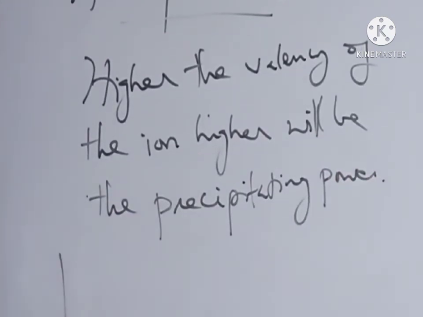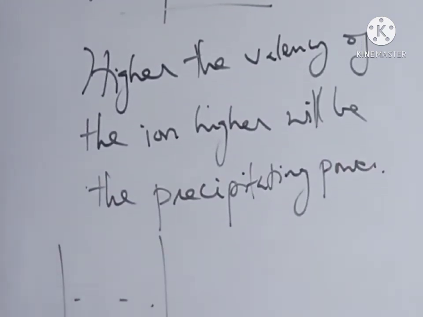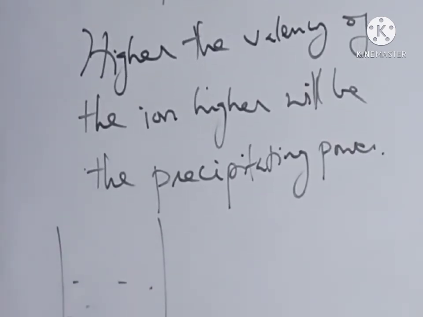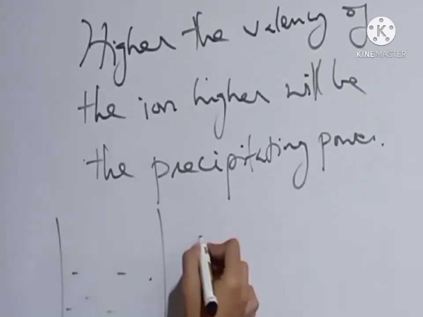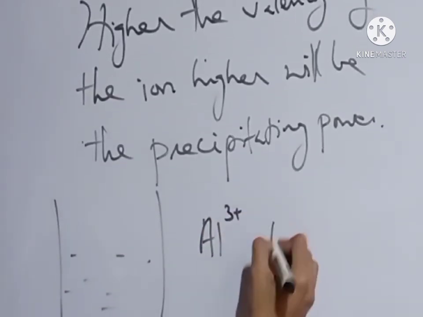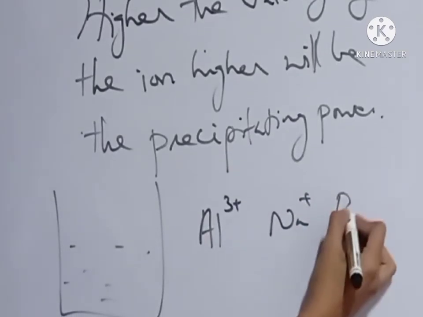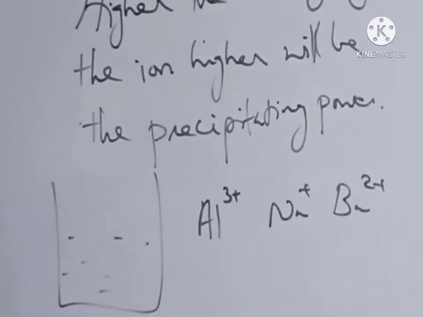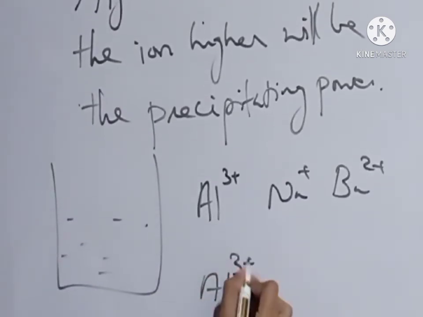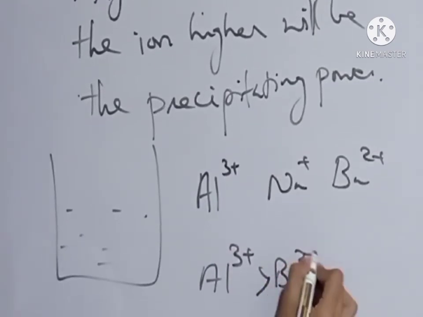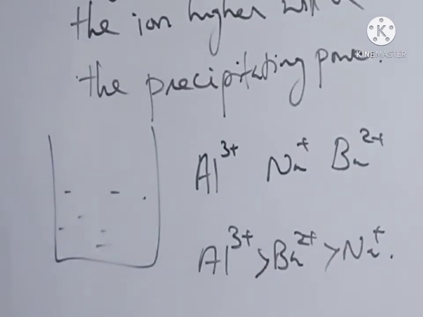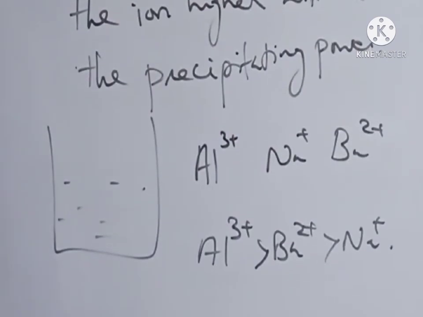For example, consider we have a negative colloid and we are going to add some positive electrolytes into it. If we have electrolytes containing Al3+ ions, Ba2+ ions and Na+ ions, flocculation or coagulation is easiest when we add Al3+ ions, then Ba2+ ions, and then Na+ ions. That is, the higher the valency of the ion, the higher the precipitating power.